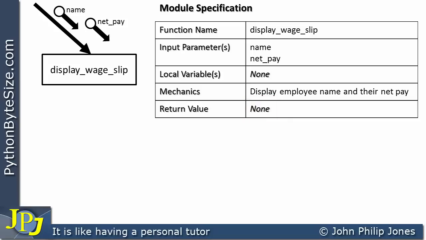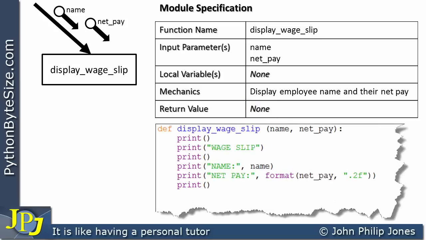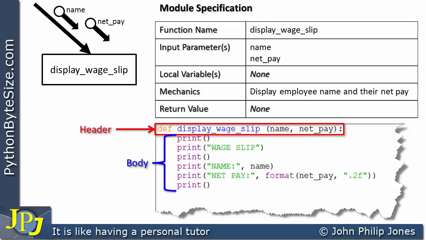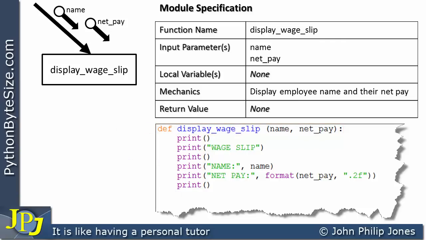because this particular function does not return any values. If we have a look at the code as it appears in Python for this particular module, it is as appears here. And there are two distinct things we need to highlight. We know this is the header for the function, and we know this here is the body of the function. If we concentrate on the header for a moment, what we can see is we have this reserved word here, def, which is an abbreviation for definition, and that tells us that we're just about to define something, and in this case we're going to be defining the display wage slip function.